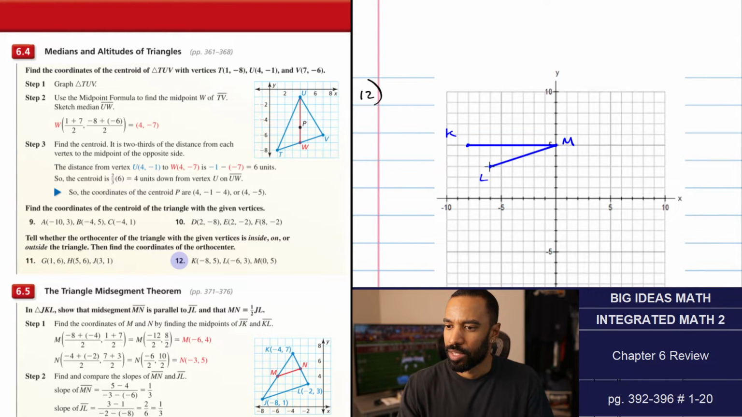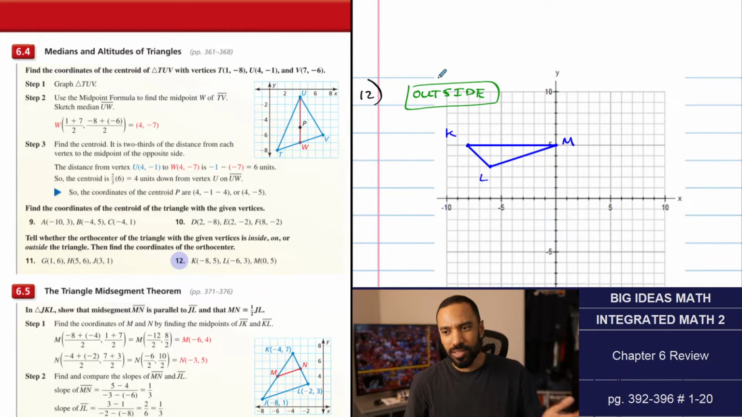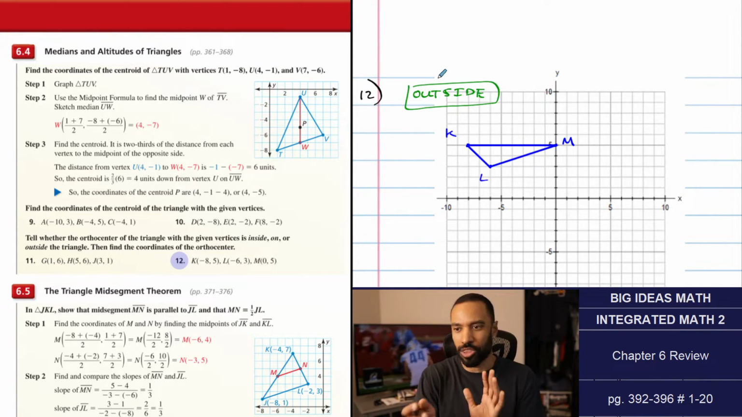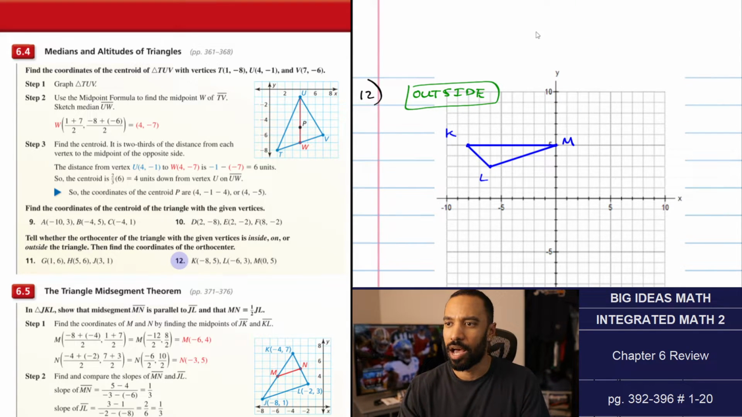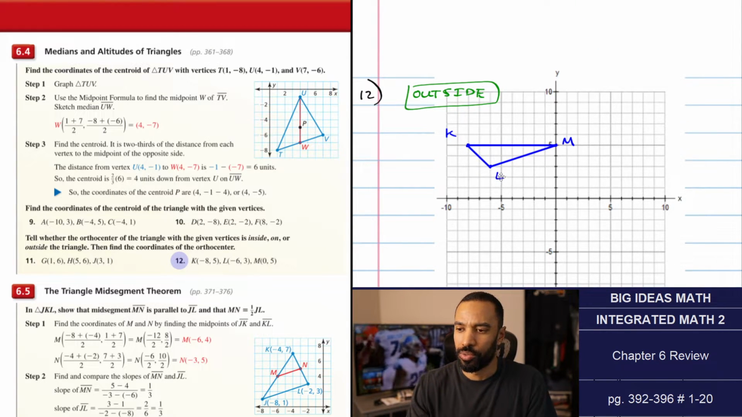Okay. Yep, looks pretty obtuse there. So my guess is this will be outside the triangle. Now, generally people have trouble perceiving, and sometimes I do too when I'm looking at it. I got to turn my head the right way. But we got to find a way to get ourselves an orthocenter.